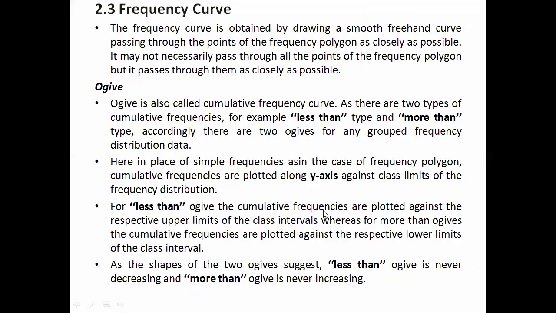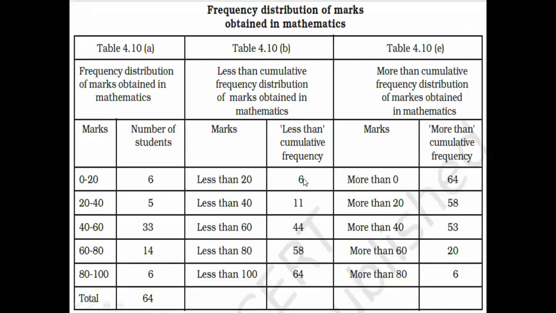So we'll understand with the example properly, right? As the shape of the two ogives suggests, the less than ogive is never decreasing and the more than ogive is never increasing. So let us take a frequency distribution of marks obtained in mathematics. This is one example, right?